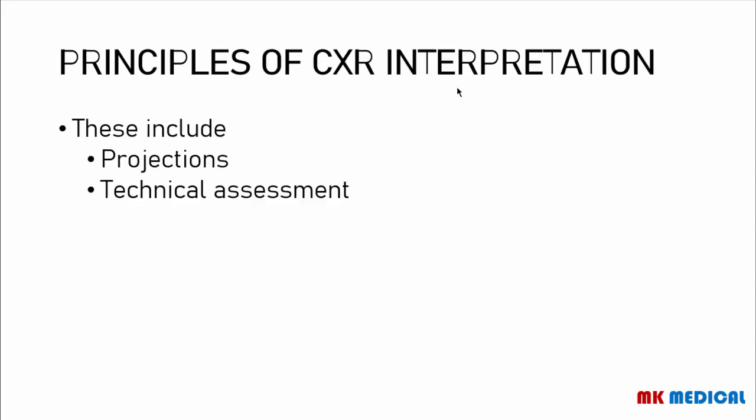So, principles, before we actually start on chest X-ray interpretation, you have to consider two things. You have to consider what projection you're looking at. First of all, you should consider which structure you are X-raying. This is an X-ray of a skull. This is an X-ray of the chest. This is an X-ray of the abdomen. This is an X-ray of the knee. What are you looking at? Which anatomical site are you looking at?